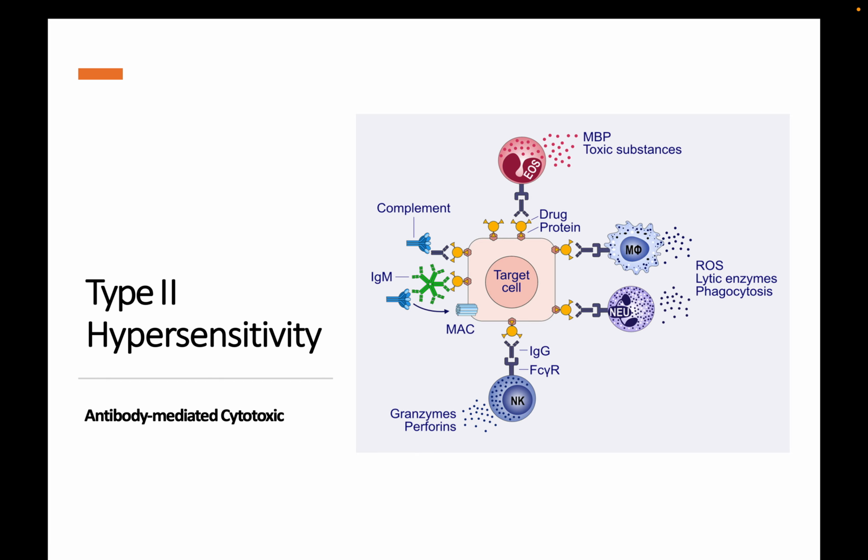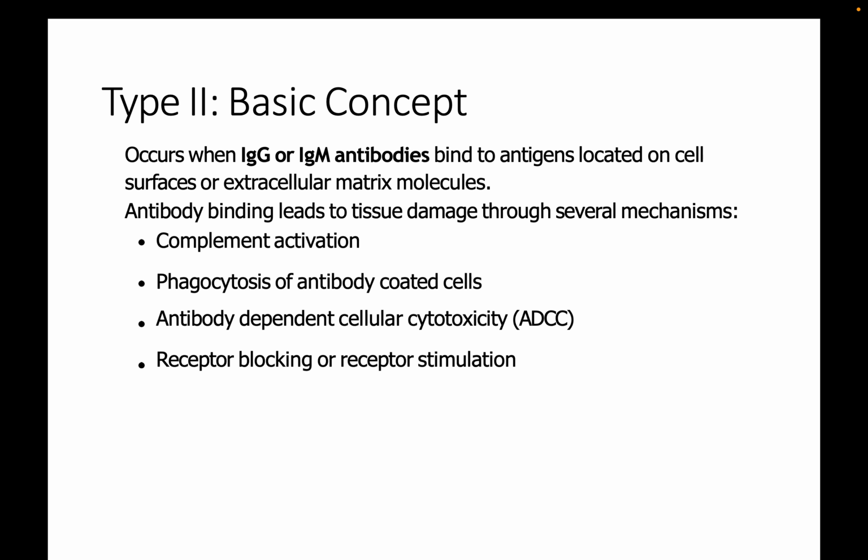Now goes to type 2 hypersensitivity. So type 2 hypersensitivity, as I said before, it's more IgG and IgM. Still antibody, but it's more these kinds of antibodies. And specifically, these IgG and IgM are binding to cell surfaces or extracellular matrix molecules. So basically molecules that are either on a cell surface or on the extracellular matrix. They're present on something. They're not soluble. They're not just walking around.